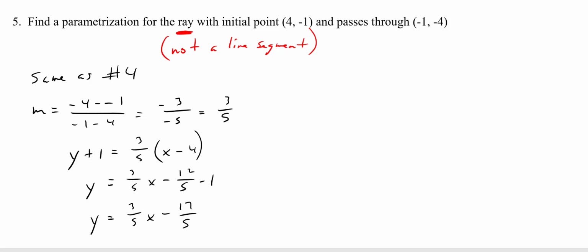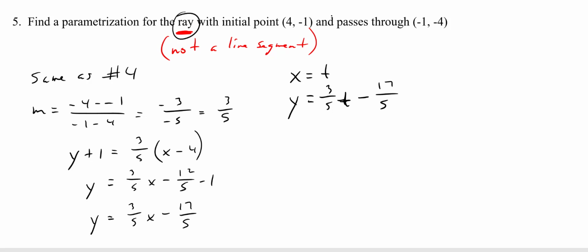Then I can say my parametric is x equals t, y is equal to 3/5 t minus 17/5. Sweet. So now think about a restriction. Before it was between these two x values, but remember guys, it's a ray. So it's an initial point of 4 and it passes through -1. So do you guys agree it goes 4 and then 3, then 2, then 1, then 0, then -1, -2. It's going through that. It's not stopping there.